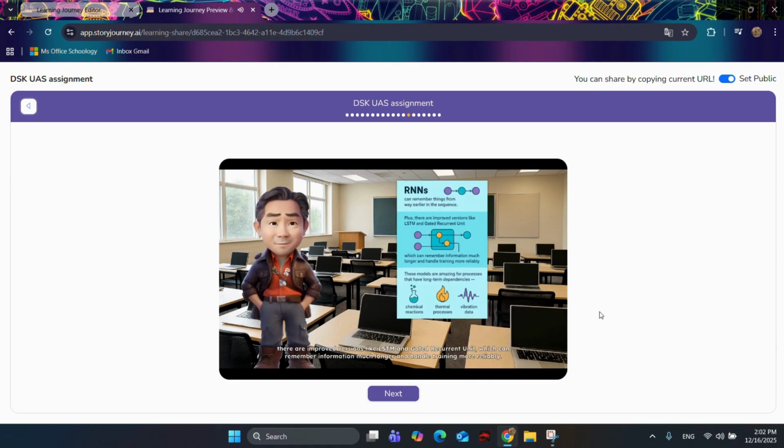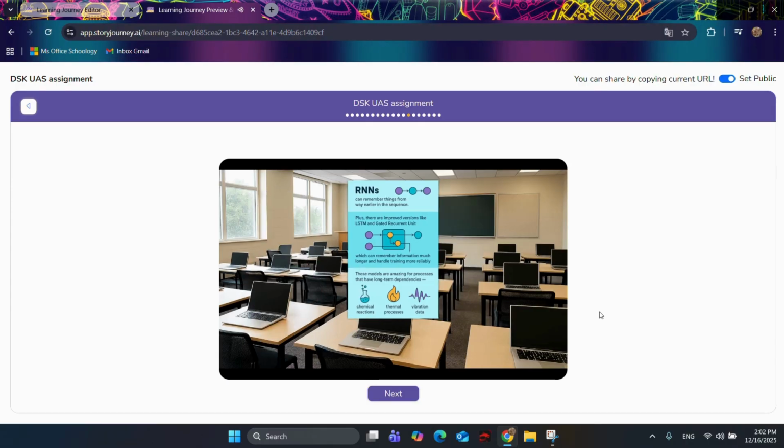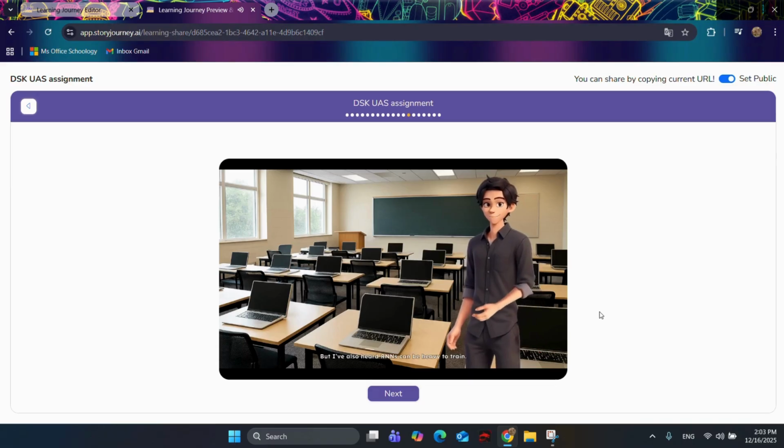Exactly. Plus, there are improved versions like LSTM and gated recurrent unit, which can remember information much longer and handle training more reliably. These models are amazing for processes that have long-term dependencies, like chemical reactions, thermal processes, or even vibration data. But I've also heard RNNs can be heavy to train. Is that true?